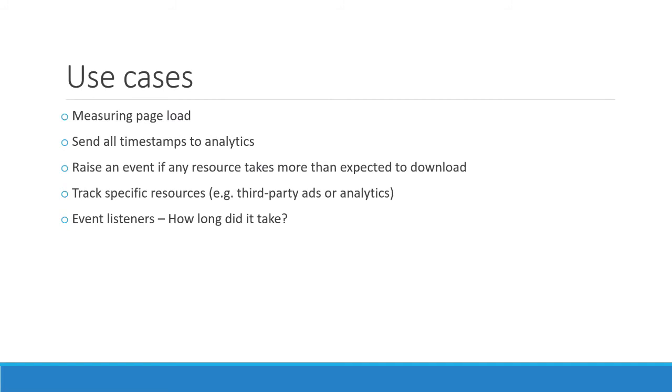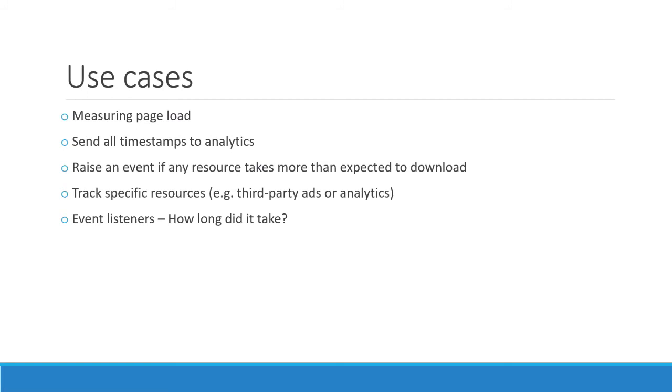You can also raise an event if any of the resources takes more than expected to download. Now, this is important for these elements that I was telling you about before, the most important elements on your screen. So let's say you have a big image, or an iframe, or a video, or something that you definitely want to be on screen as fast as possible, and that might result in a better user experience.